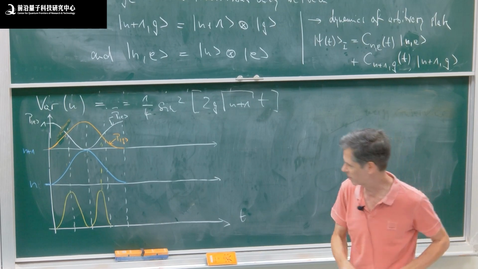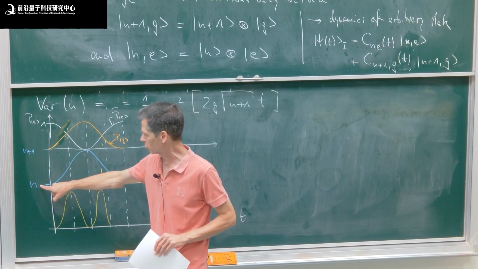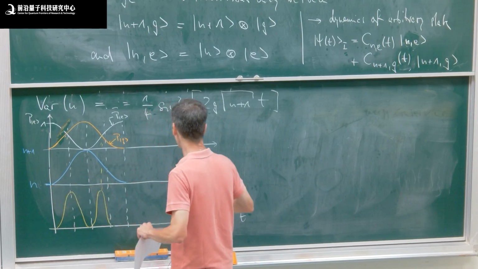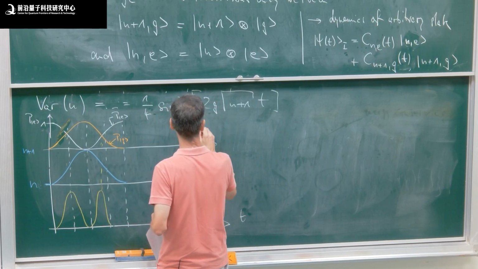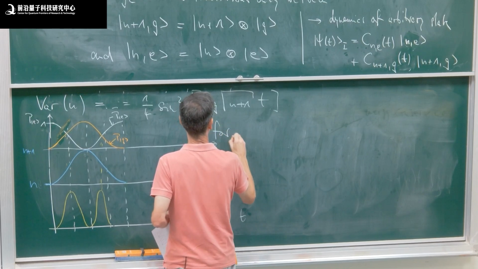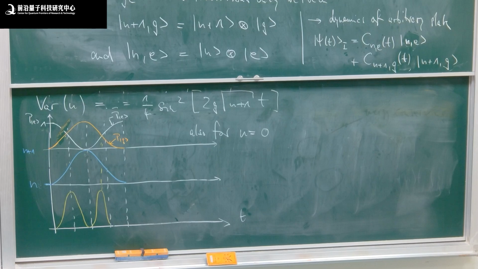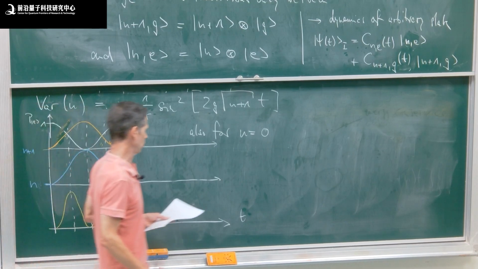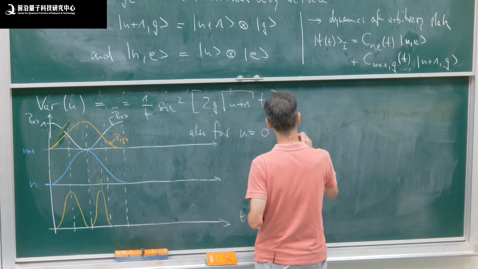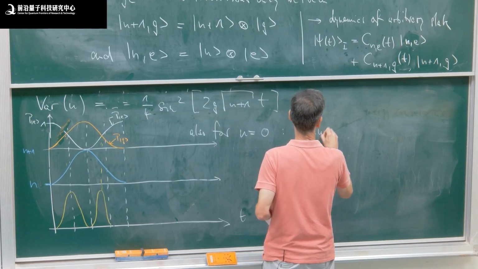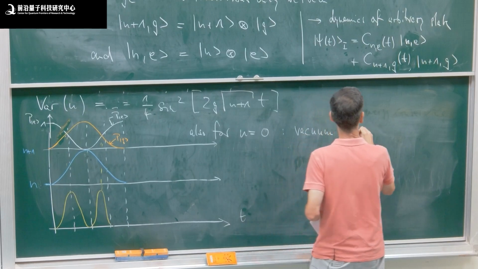And what is important here is that this also would happen if n equals 0, right? So if initially you have no photon in the cavity, still you would see these Rabi oscillations. So also for n equals 0, and this you call vacuum Rabi oscillations.